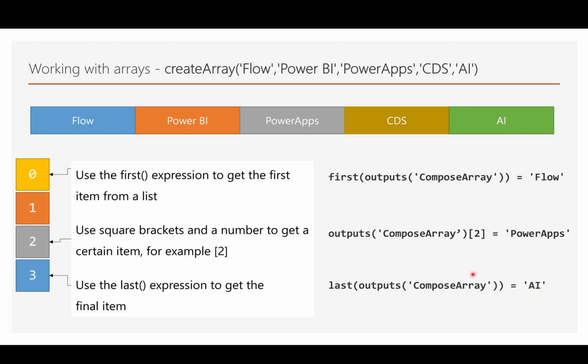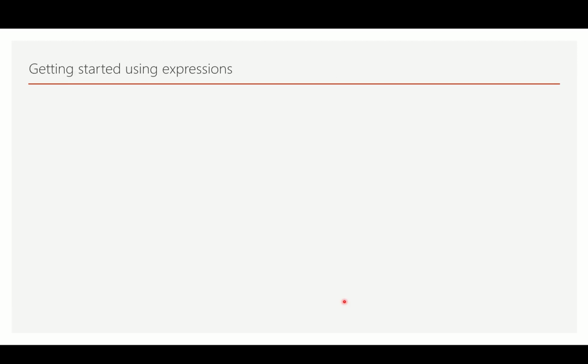We just have to say, give me the last one. So if we want something other than first or last, then we have to reference their actual index number. And then we don't use the first or the last function. We just use the name and the index number. And that will give us back Power Apps, 0, 1, 2. And that's as easy as it can be, right?